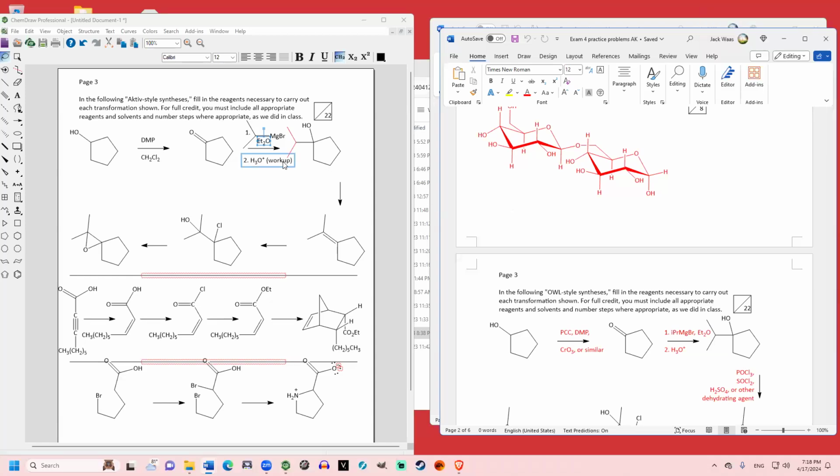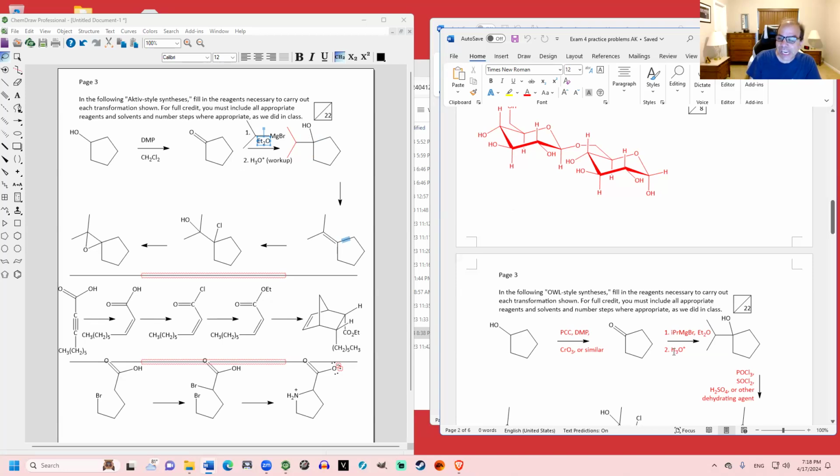Probably safest to write workup, since you're not doing anything else by way of a reaction. You're just protonating O minus, because you get O minus at first from a Grignard, and you need to protonate that. So that's a workup step. That means we're only doing acid-base reactions. I will change the answer key to match this. And any ether solvent is fine. THF is also fine.